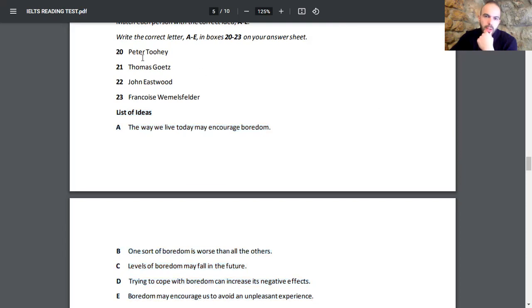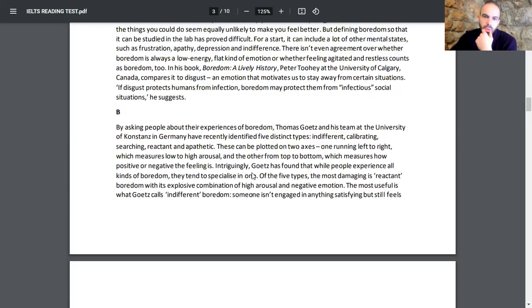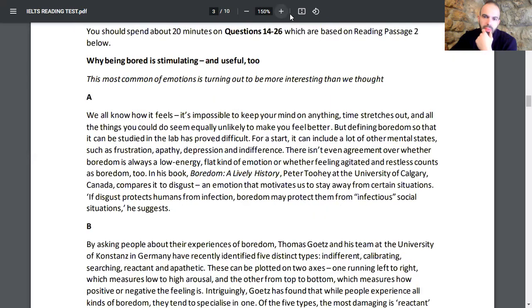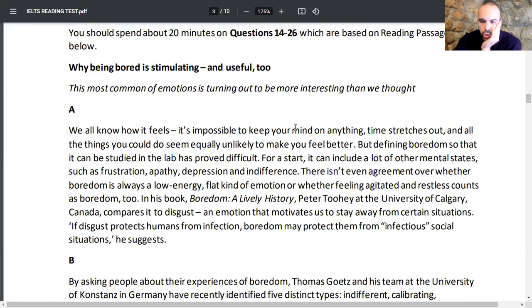Okay, and now we have to match every single person with the right idea. So Peter Tuhi, I told you, the idea that is matching with Peter Tuhi is present in paragraph A. So let's do this together. That's paragraph A. So let's see. As you can see, Peter Tuhi, we can quickly find this name in paragraph A, which is here. Tuhi compares boredom with disgust.